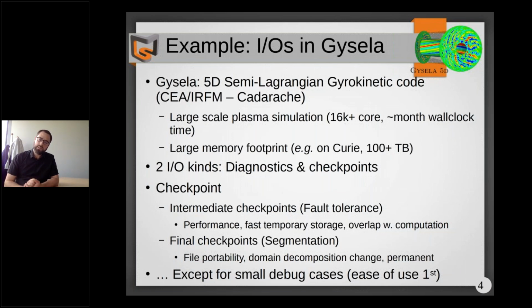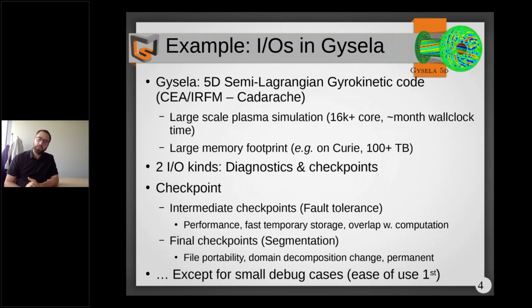And the requirements for these two types of I/O are different. If you look at intermediate checkpoints, you want performance. You can use fast temporary storage that is node local. You want to overlap with computation, with the simulation. But the main goal is performance here. You don't want to spend too much time on writing these checkpoints. For the final checkpoints, there are other requirements. You want the file to be portable so as to be able to restart on a different machine. You want it to be file decomposition independent because maybe you want to restart with a different level of parallelism.